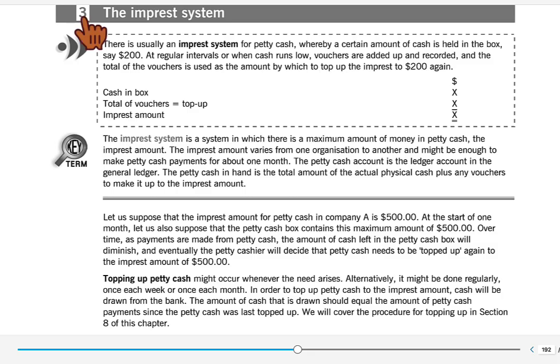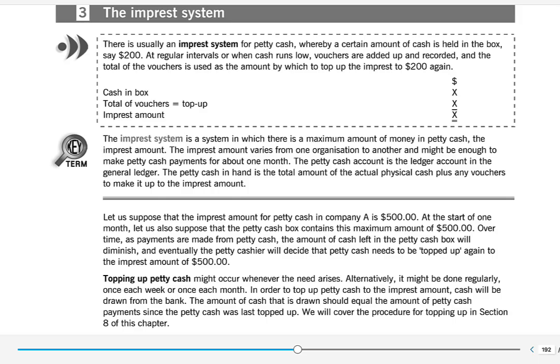3. The imprest system. All right, students, now we are starting lesson 3. This lesson is about something very important in petty cash. It is called the imprest system. The imprest system is the most common and the safest way to run petty cash.